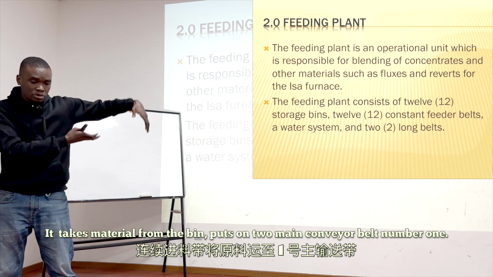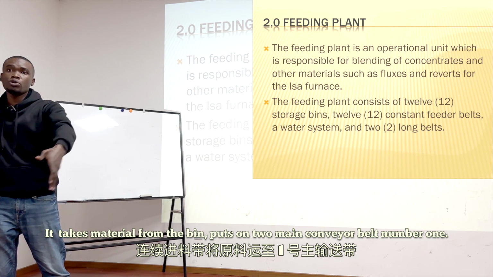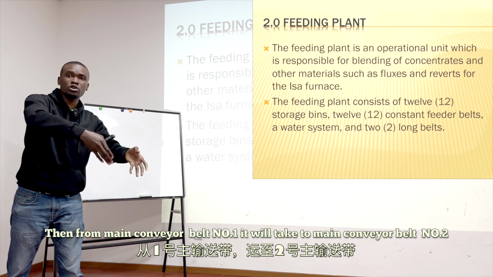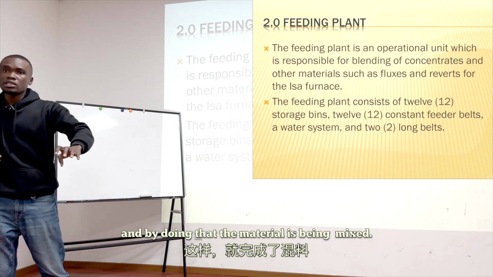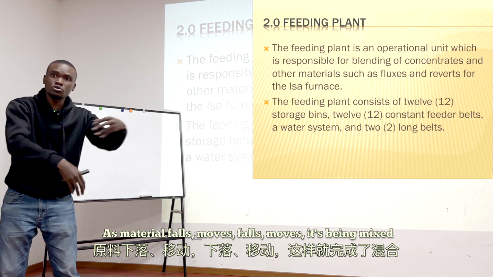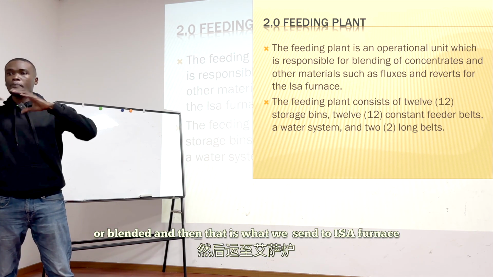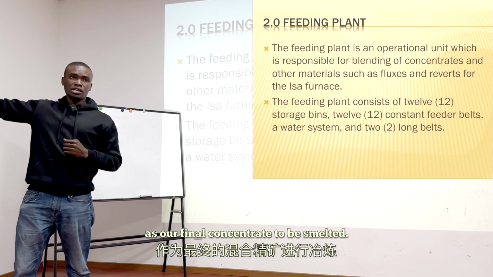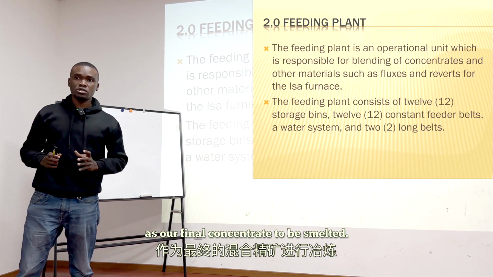It takes material from the bin, puts it onto main conveyor belt number 1, then from main conveyor belt number 1, it will take it to main conveyor belt number 2. And by doing that, the material is being mixed. As material falls and moves, it's being mixed or blended. And then that is what we send to the ISA furnace as our final concentrate to be smelted.